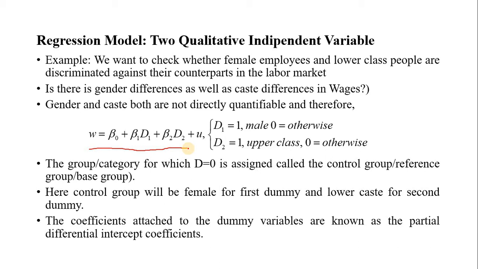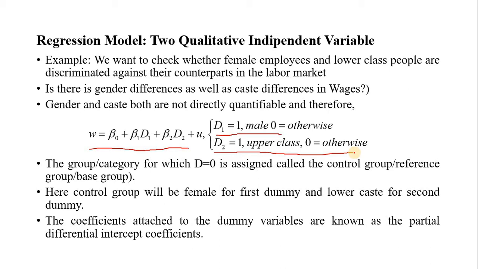It is up to us to decide to which category I am assigning 0 and to which category I am assigning 1. But you have to remember to which category I am assigning 0, because that is very important from the interpretation point of view. Okay, so here I am assigning d1 equal to 1 for male and 0 otherwise, or 0 for females, and d2 equal to 1 for upper class and 0 otherwise.